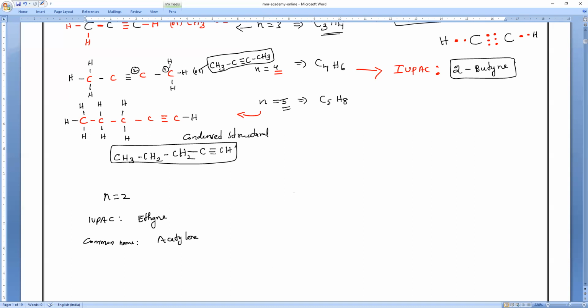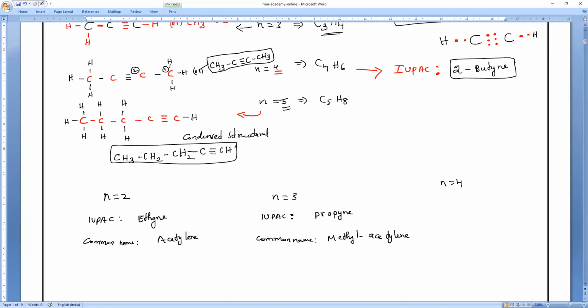So is it saturated or unsaturated, everybody? Unsaturated. Next, N equal to 3. So what is the IUPAC name, everybody? Propyne. So please write propyne, N equal to 3, then the common name. The common name is methyl acetylene. What is the common name, everybody? Methyl acetylene. Please learn it.